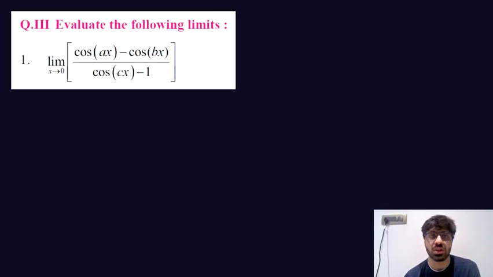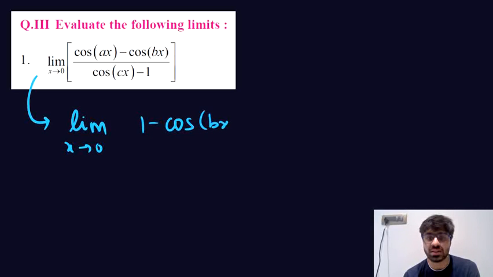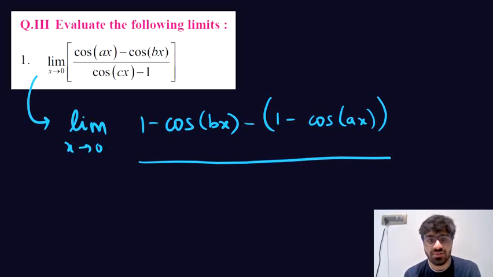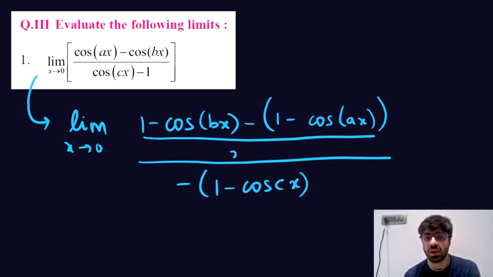Moving on with the next question. Again, you can use very easily the shortcut that we have discussed. So limit of x tends to 0. Write the numerator as 1 minus cos bx minus 1 plus cos ax. Now from the last two terms, pull out a minus sign common. We have minus of 1 minus cos ax, and the denominator also we will write as minus of 1 minus cos cx. You can now divide the numerator and denominator with x square.